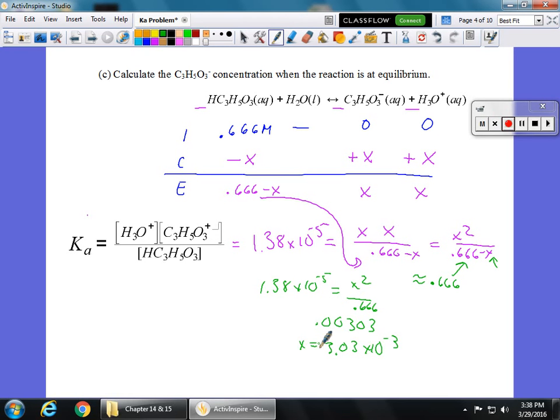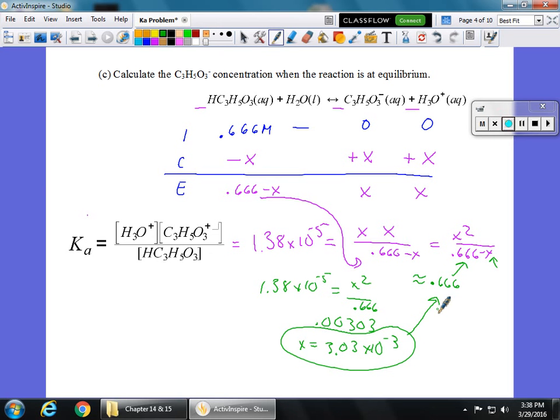Now, is that okay to do? Can we assume that that X is 0? Well, a quick way to do that is to check the 5% rule. You take this X value and you put it over the 0.666 and check to see what the actual percent dissociation is. And that's what we're going to look at really in the next two parts.